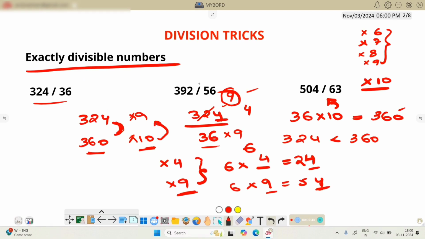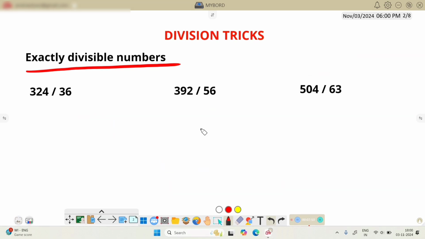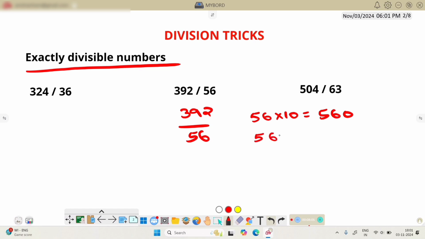Next we will see these numbers and more, then you will get still more clarity. See here, they have given 392 by 56. First, as I said, you multiply 56 with 10 and you will get 560. If you multiply 56 with 1 you get 56, and if you multiply 56 with 2, what will you get? 6 twos are 12, 5 twos are 10 and 11, so you get 112.